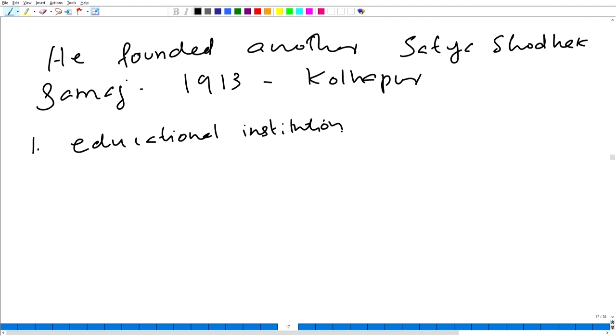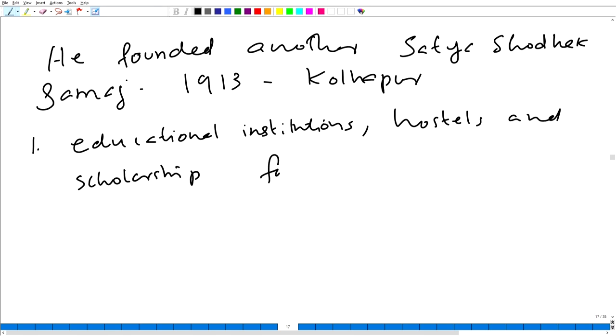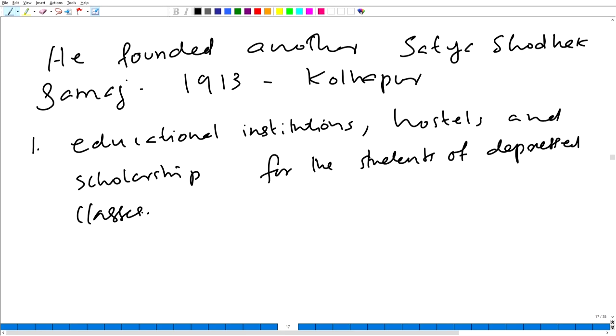In order to cater to the needs of non-Brahmins, Shahu Maharaj started educational institutions, hostels, and scholarships for the students of the depressed classes. Shahu Maharaj started educational institutions, made hostel facilities, and introduced scholarships for the students of the depressed classes.